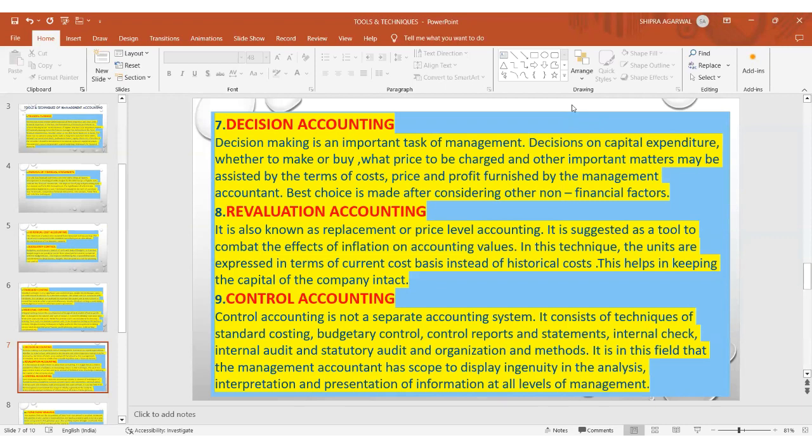Next, we have control accounting. See, control accounting is not a separate accounting system, because it consists of techniques associated with standard costing, budgetary control, control reports and statements, internal check, internal audit, statutory audit, and organization and methods. Basically, whenever we are talking about working in the organization, it's not that just planning is important, because in management accounting what we are doing is planning, right? But if we plan and do not control, then your planning is a waste. So to keep that planning intact and fruitful, we need to have control on it. For that control, we need different techniques like standard costing, budgetary controls, control reports and statements, internal audit and various other techniques.